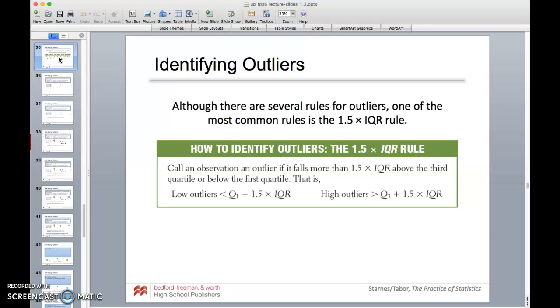So here's one way. This isn't used all the time, but certainly one way that you can identify an outlier. It's called the 1.5 times interquartile range rule. Call an observation an outlier if it falls more than 1.5 times the interquartile range above the third quartile or 1.5 times the interquartile range below the first quartile. In other words, once you know the interquartile range, multiply it by 1.5 and subtract it from the first quartile. Anything below that is an outlier. If you take 1.5 times the interquartile range and add that to the third quartile, anything above that is an outlier on the high side.